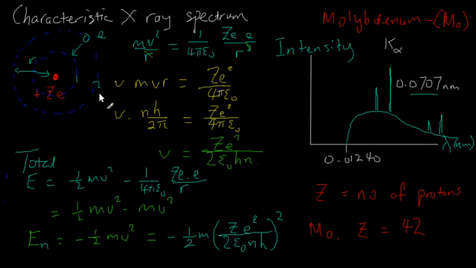I want to find the difference between the energies of these two orbits, orbit number 2 and orbit number 1. So what I need to do is to find E1 and E2 and then subtract them. So that's what I'm going to do. Let me just clear this off.